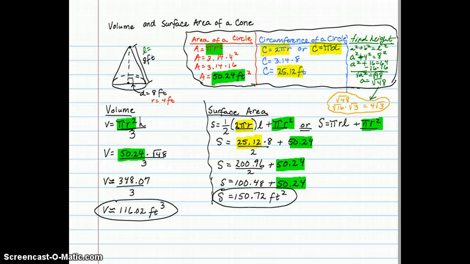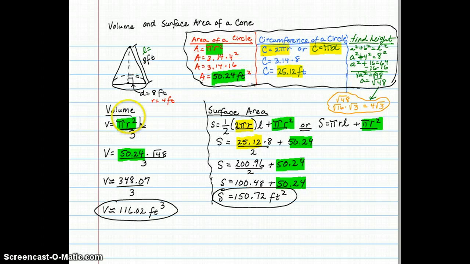Okay, again, my doing the area of a circle, circumference of a circle, and finding the height separately is just simply to help you see this a little bit better and to understand that you know a lot of this process already. So the area of a circle is A equals pi r squared. The radius for an 8-foot diameter is 4 feet, so it's going to be 3.14 times 4 squared. 4 squared is 16 times 3.14 is 50.24.